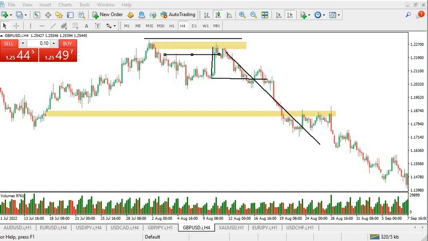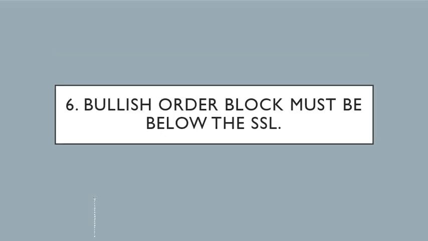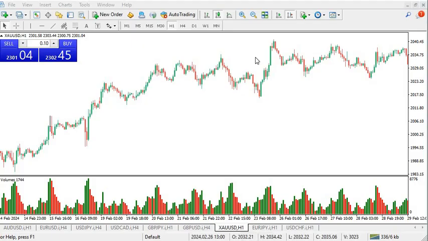Now let me show you what the sixth point is saying. It states that the bullish order block must be below the SSL. What is the SSL? SSL is the sell stop liquidity. The sell stop liquidity is mostly resting below the support area or below the relative equal lows. So here I found a better example in the gold pair. These are relative equal lows, and what is resting below the relative equal lows is SSL, which is sell stop liquidity.